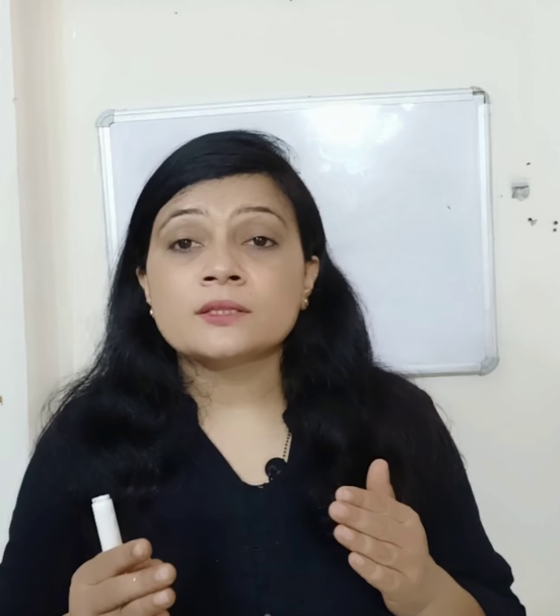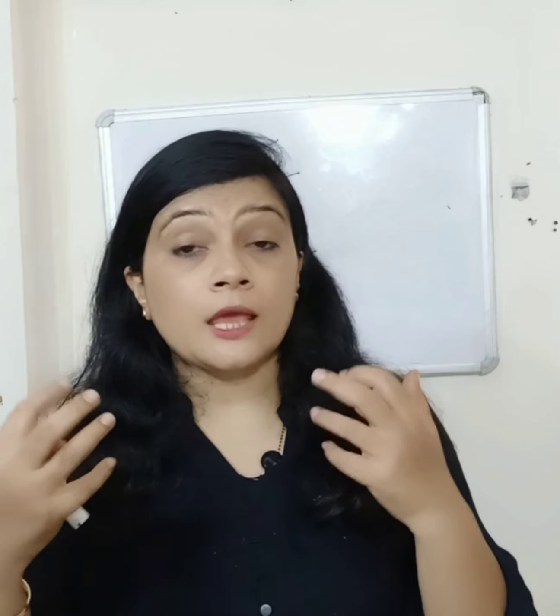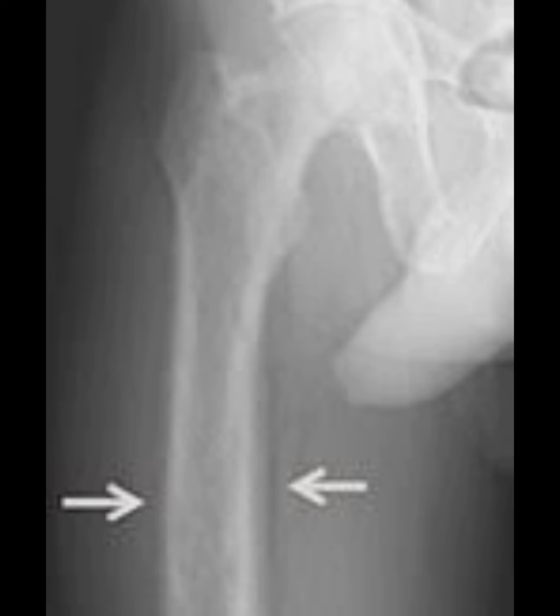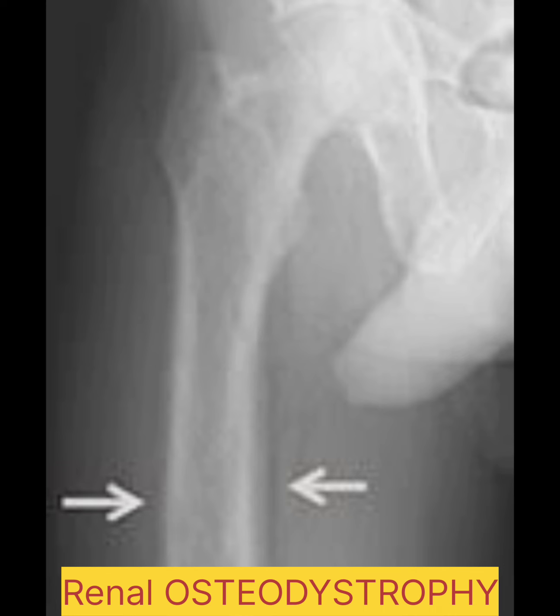And when the hypocalcemia condition is created, the parathyroid gland activates, and when the parathyroid gland activates, it absorbs calcium from the bones. When calcium is absorbed from the bones for a longer period of time, it leads to weak bones, because the calcium is reabsorbed from the bones, so the bones become weak. That is called osteodystrophy, right?